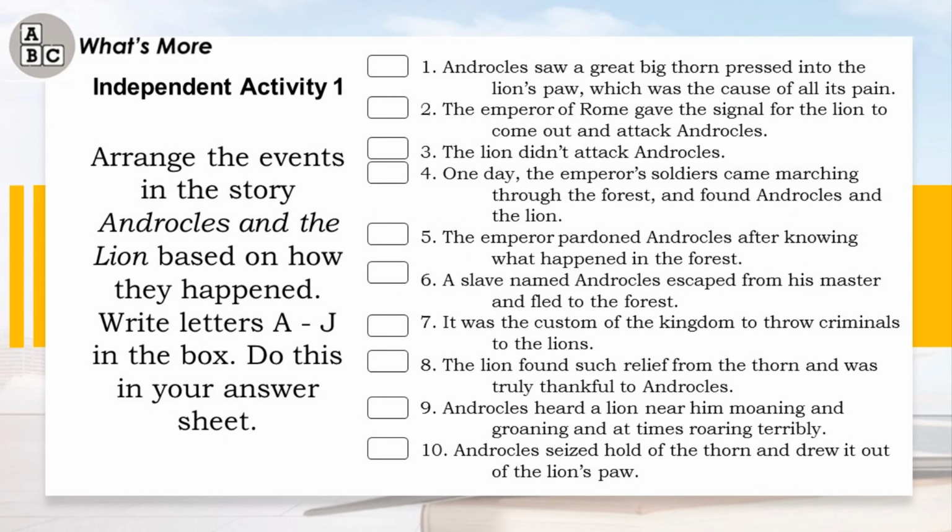Arrange the events in the story Androcles and the Lion based on how they happened. Write letters A to J in the box. Do this in your answer sheet.